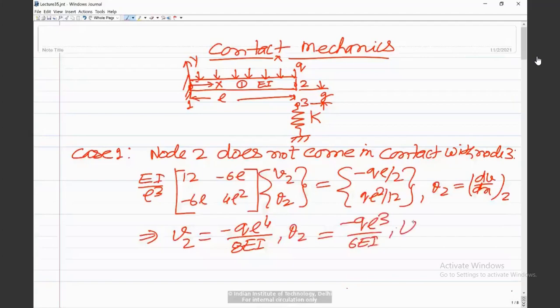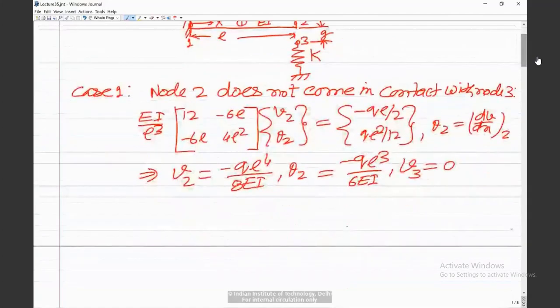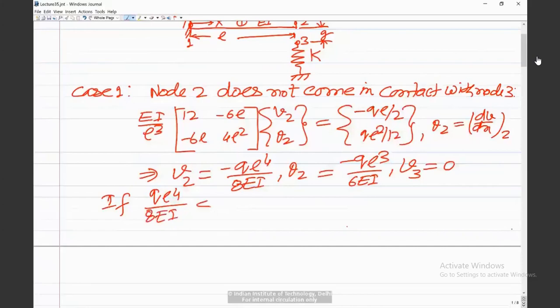And of course, as you know, here V3 is going to be 0. V3 will remain 0. Now if we look at the magnitude of V2, we need to look at V3 minus V2. V3 is 0, V2 is negative, so minus minus becomes plus. So if we check this QL power 4 upon 8EI, that is the V3 minus V2 value, if this is less than or equal to G, then the above solution is valid.